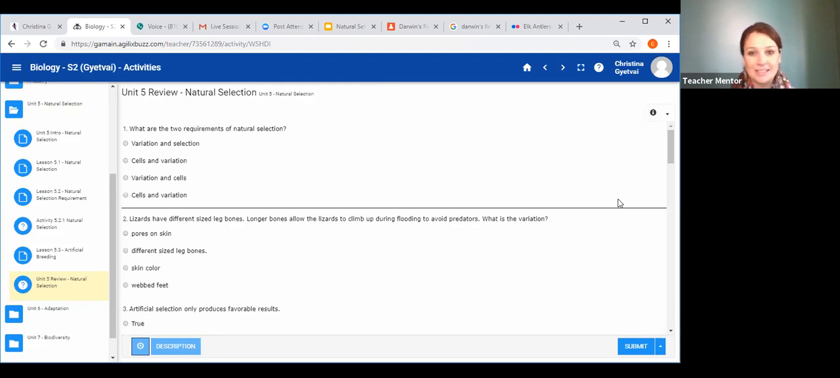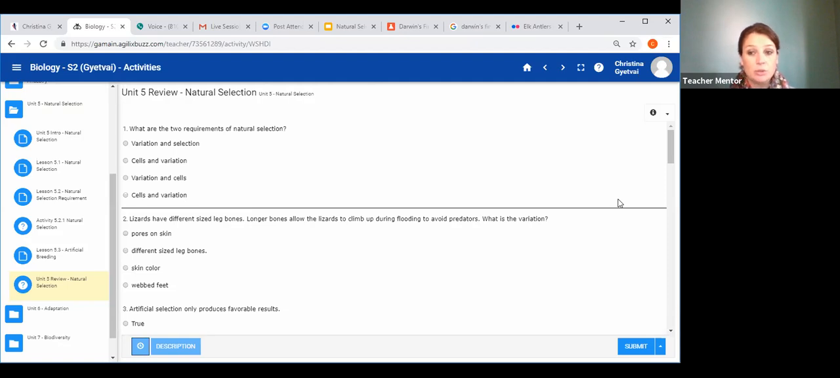Just do process of elimination. The answer for the two requirements of natural selection are variation and selection. We have to have a difference, and we have to have a population or an organism that's selected for reproduction.